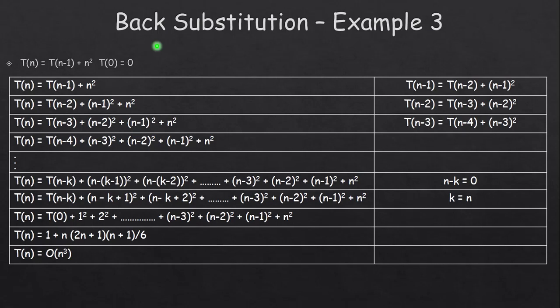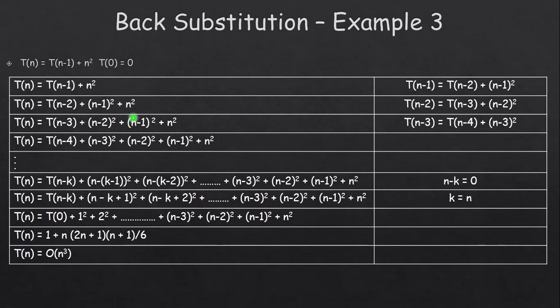Okay, next look at this example. Here the recurrence relation is t of n equal to t of n minus 1 plus n square. So we will rewrite the equation. We will find t of n minus 1 by substituting n minus 1 in this equation. So t of n minus 1 equal to t of n minus 2 plus n minus 1 whole square. Substituting this back, we will get an expression like this.